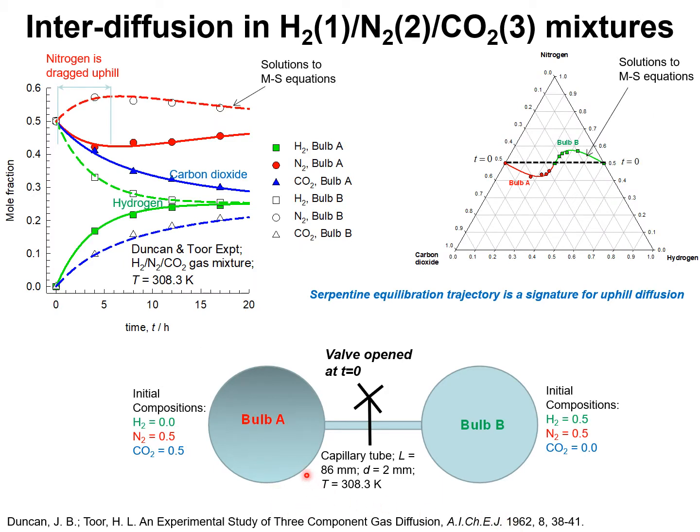Duncan and Toor in 1962 published a set of experiments in a two-bulb diffusion apparatus with the ternary mixture of hydrogen, nitrogen, and carbon dioxide. The initial composition of this mixture in bulb A is shown by this point here, and the initial composition in bulb B is shown by this point here in the ternary composition space. At time t equal to 0, the capillary tube connecting the two bulbs is opened, and the interdiffusion is allowed to take place. The composition trajectories followed in bulb A are indicated by the red circles, and in bulb B by the green squares. It's interesting to note that the equilibration trajectory does not follow a straight line path, rather it has a serpentine character.